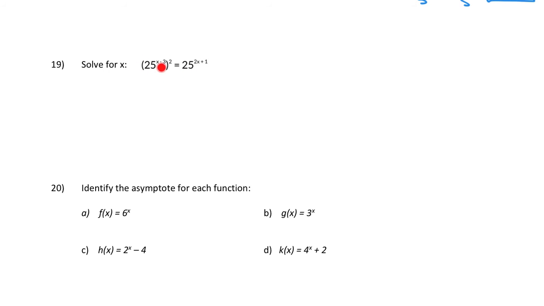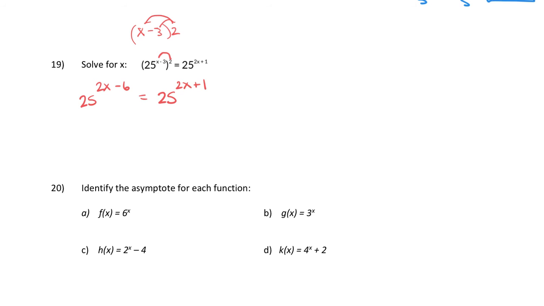We have the power of x minus 3 raised to a power of 2. So when you have a power to a power, we have an exponent property that tells us to multiply the exponents. So we're going to keep our base of 25, but let's multiply the exponents. That's x minus 3 times 2. This 2 is going to multiply to that entire exponent. So 2 times x is 2x, and 2 times a negative 3 is negative 6. I'm just going to carry down the right side of our equation, 25 raised to the 2x plus 1 power.